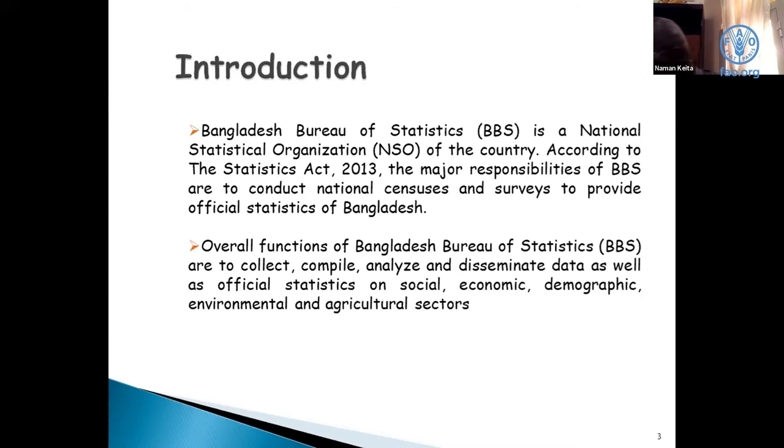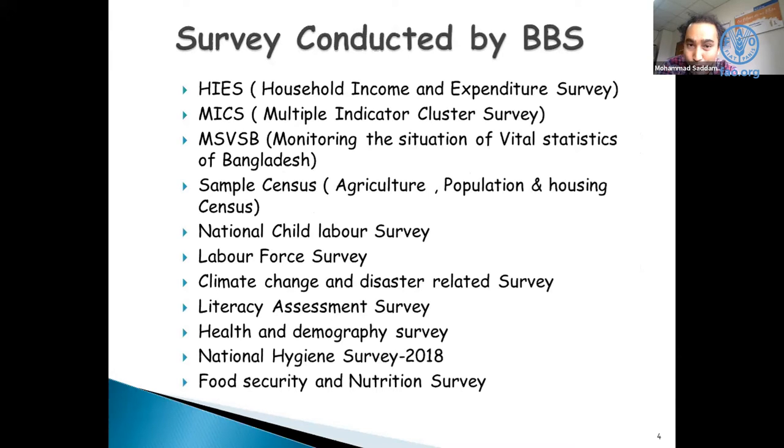Some of the surveys which BBS conducts are, first of all, the Household Income and Expenditure Survey, called HIES, and then the Multiple Indicator Cluster Survey, called MICS, and Monitoring the Situation of Vital Statistics of Bangladesh, called MSVSB, and then the sample census. After the census, we usually do the sample census, and for the agriculture census we conducted a sample census. Then the National Child Labor Survey, the Labor Force Survey, and the Climate Change and Disaster Related Survey. We also do the Literacy Assessment Survey, the Health and Demography Survey, the National Hygiene Survey, and the Food Security and Nutrition Surveillance Survey.